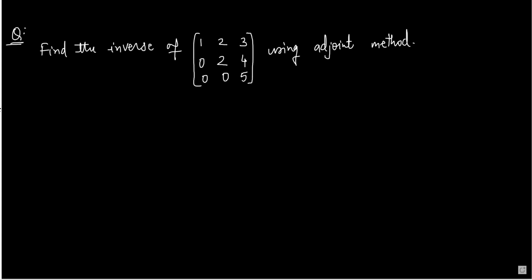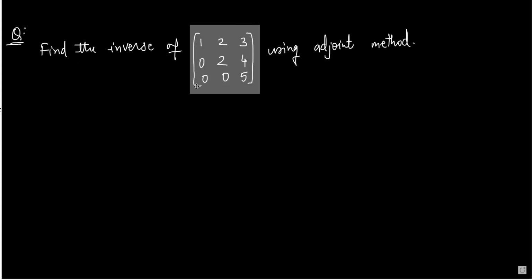Welcome students. In this lecture on matrices, we are going to solve for the inverse of a matrix. We are going to find the inverse of this matrix using the adjoint method. Now, what is the meaning of that?